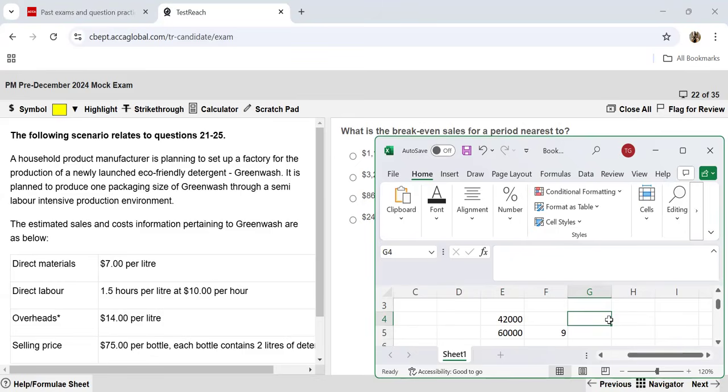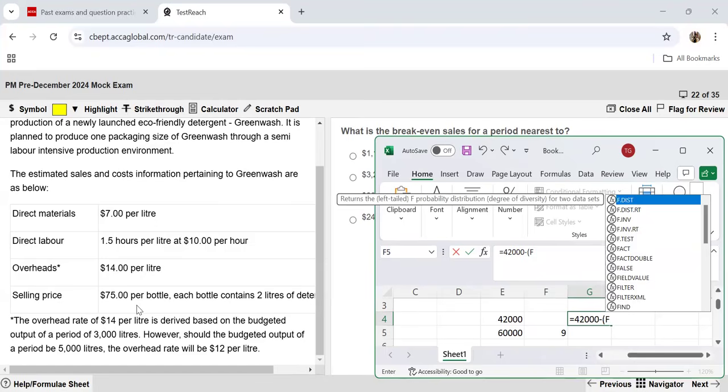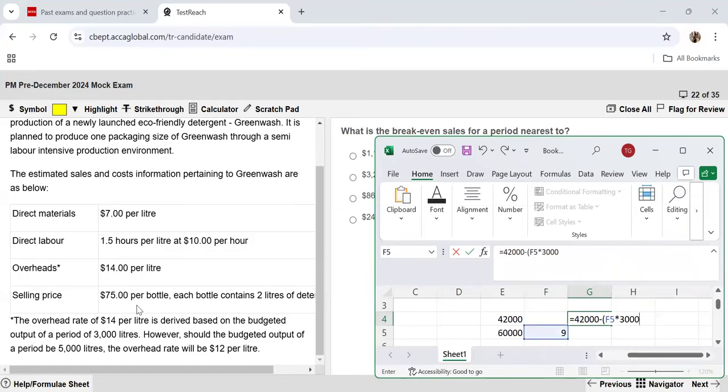So if 42,000 is my final answer, I can subtract from it the variable cost to find out the fixed element. At 42,000 of cost, I am producing 3,000 units. So 49 multiplied by 3,000, this is the variable cost. If I subtract the variable cost from my total cost, I will get my fixed cost. My fixed cost is $15,000.